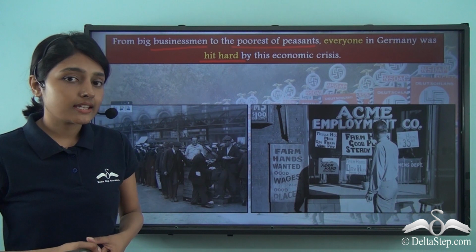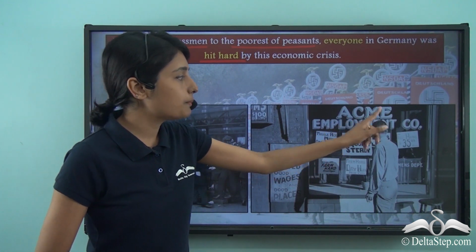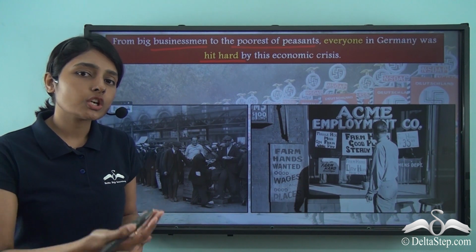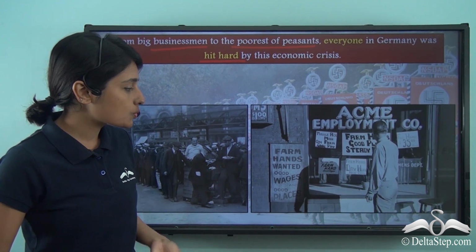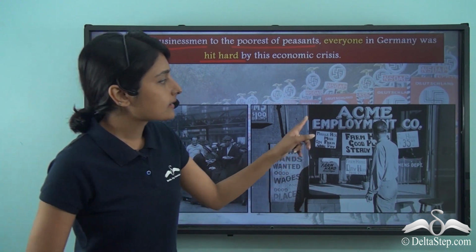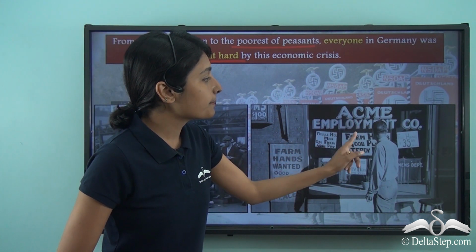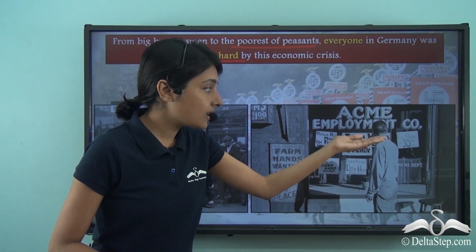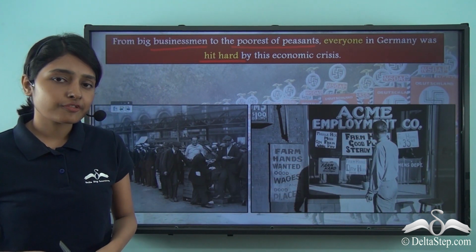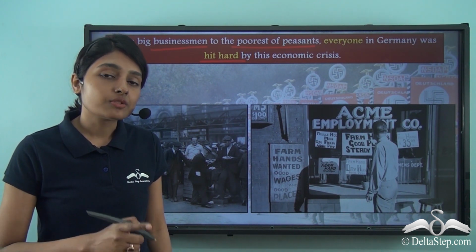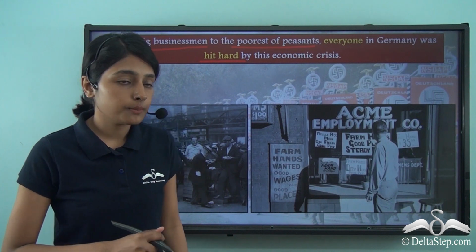Here you can see how there used to be many posters hung on the walls of the streets or the shops. Farm hands wanted, good wages and good place. This here reads Acme Employment Company. So people were actually wanting employment in this kind of a way. All the sections of the society were suffering during this economic crisis in Germany.